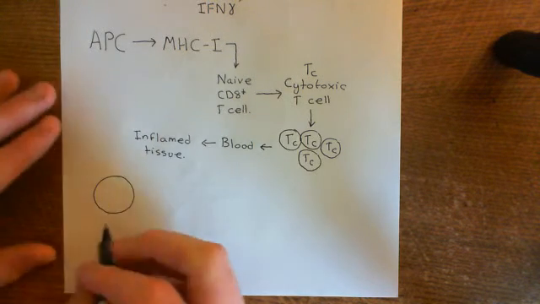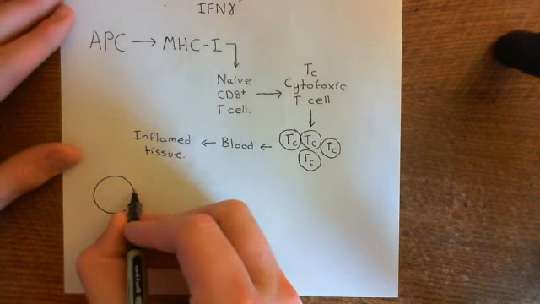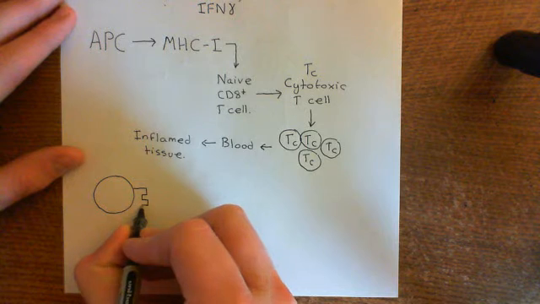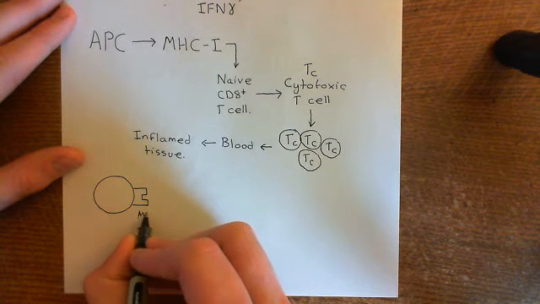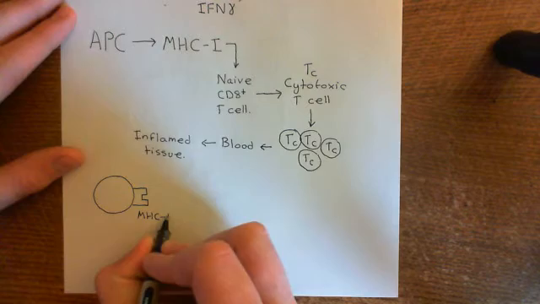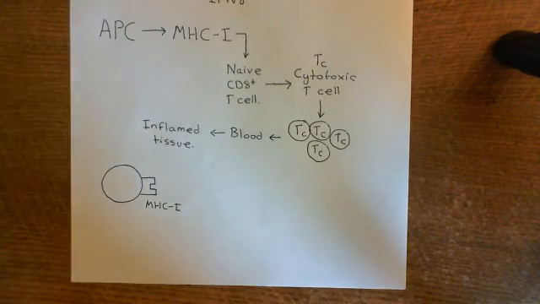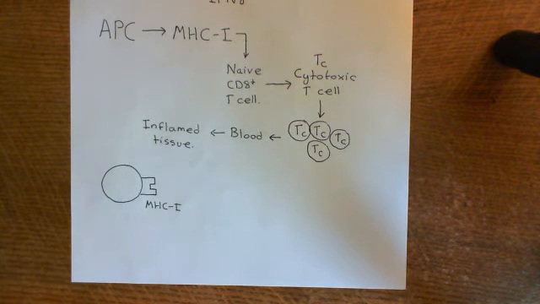Well, any cell, let's just say this is a normal cell, any cell is capable of putting antigen fragments on its surface in MHC class 1, which I'm drawing here. Okay, so all cells have MHC class 1 on their surface. Well, there are a few exceptions. All nucleated cells have MHC class 1 on their surface. Non-nucleated cells, such as red blood cells, won't have MHC on their surface.